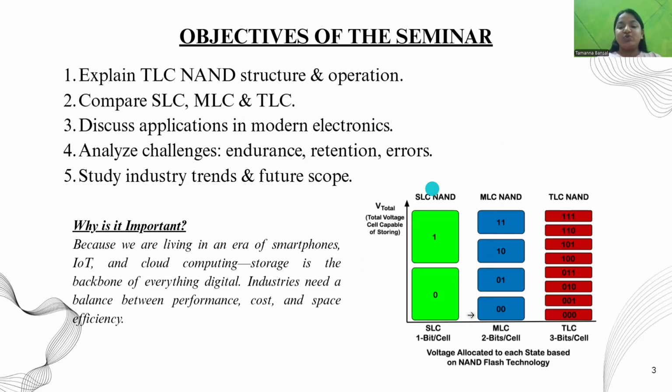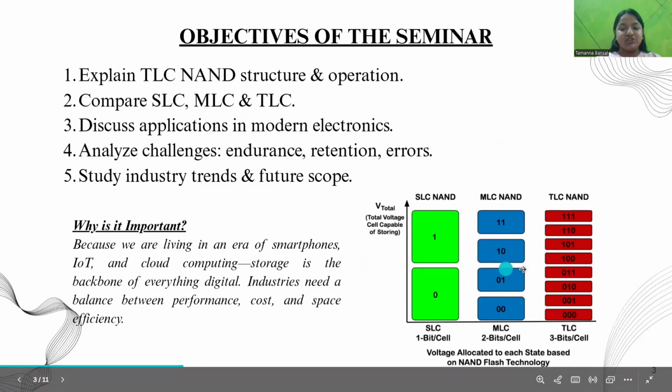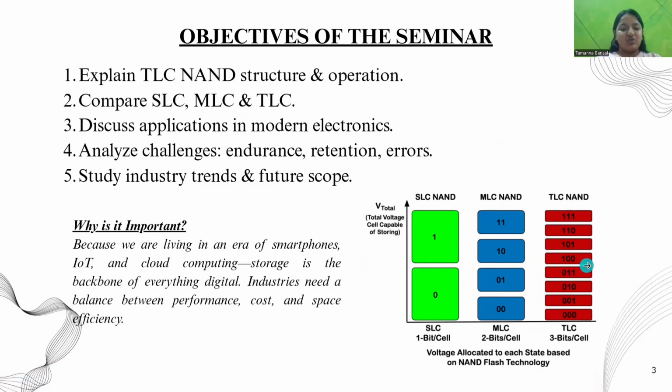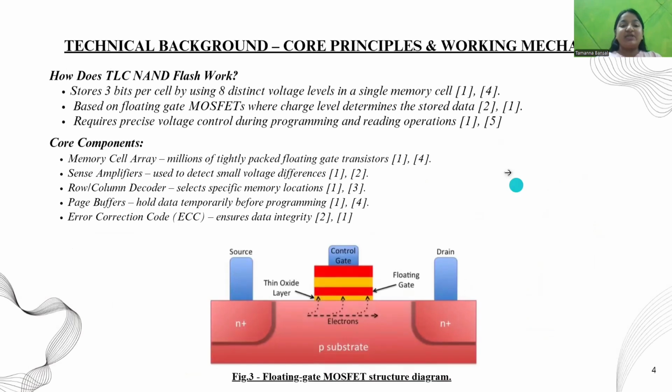Here is the voltage allocated to each state based on the NAND flash technology. There is 1 bit per cell, 2 bits per cell, and 3 bits per cell, and here TLC NAND is the standard. Next, we're going to talk about the technical background and how TLC NAND flash works, the core principles and the working mechanism of it.